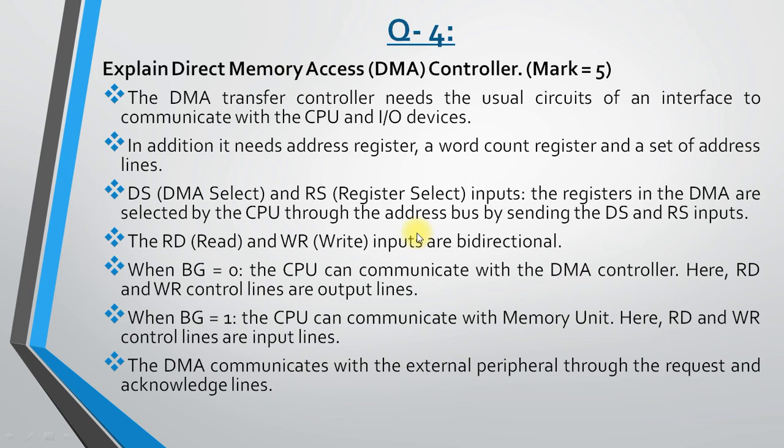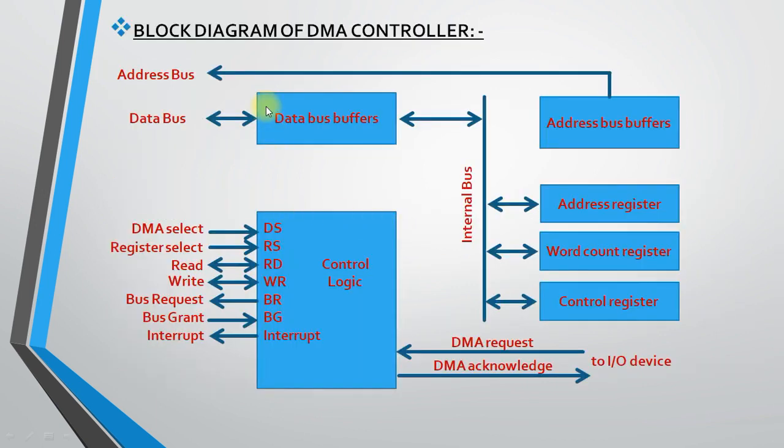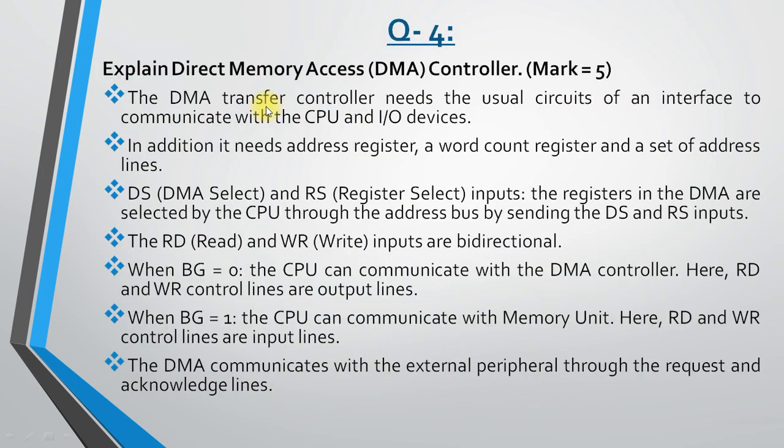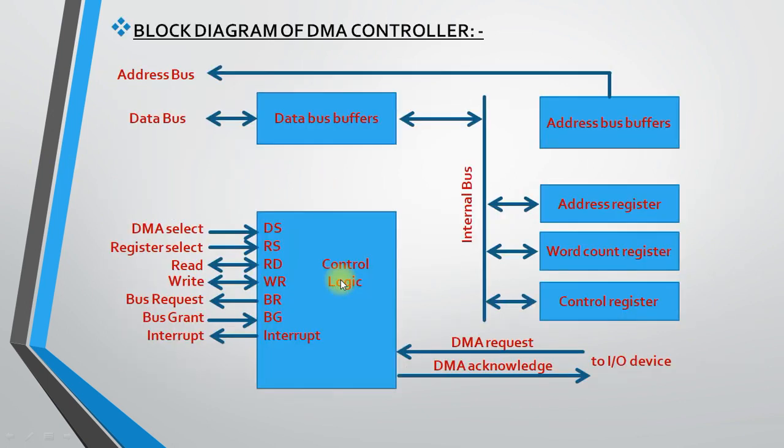Let me share the block diagram image first so that you people are easily able to write the following things. Over here, this is the DMA controller block diagram. Now we have data bus buffer which is connected with data bus. We have address bus buffer which is connected with the address bus.